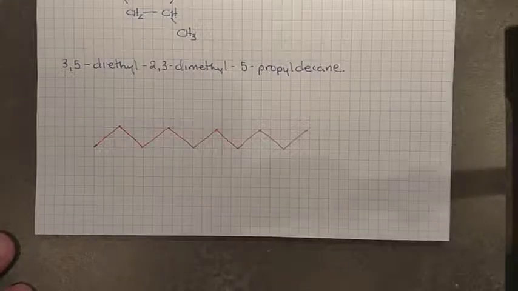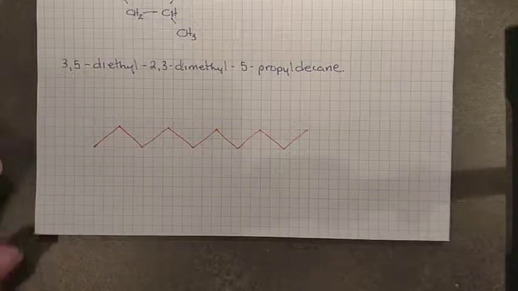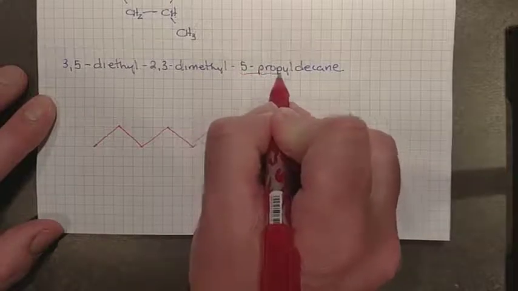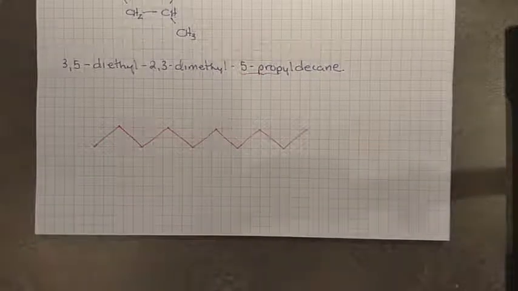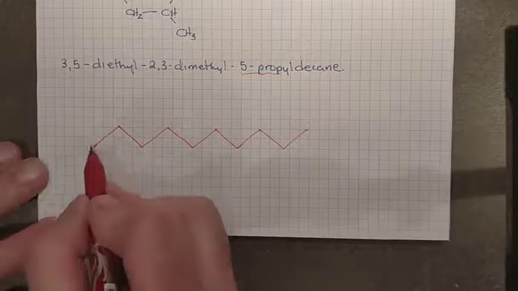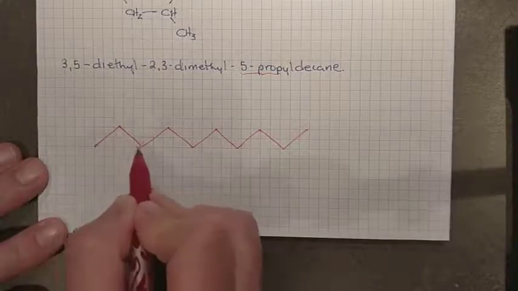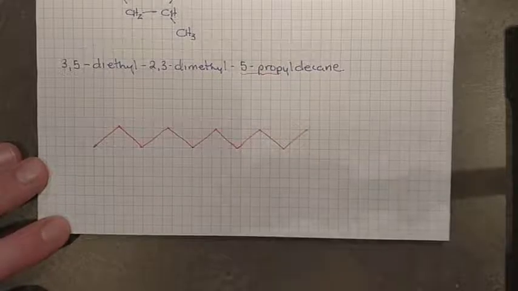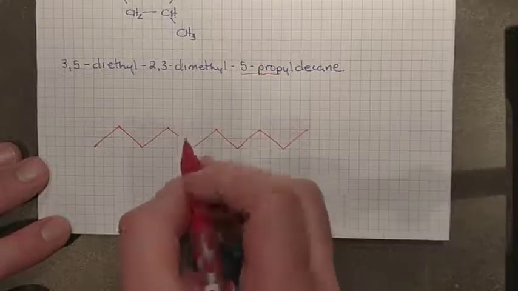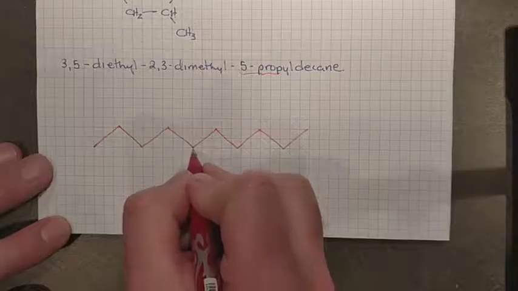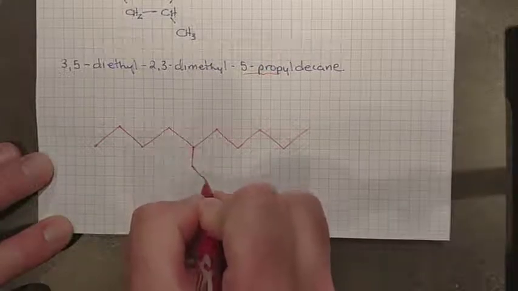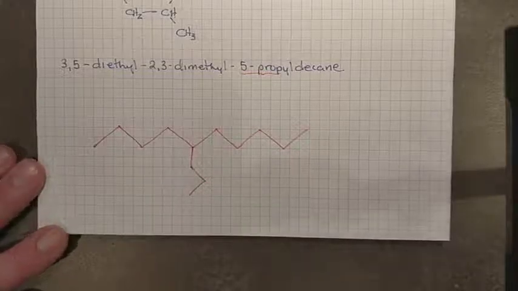Now I just have to figure out where all of the attachments are. I have at carbon 5 a propyl group. If I start on the left as carbon 1, that's 1, 2, 3, 4, 5. I have something here that has 3 carbons on it. So there's carbon 5, and so there's 1 carbon, 2 carbons, 3 carbons.